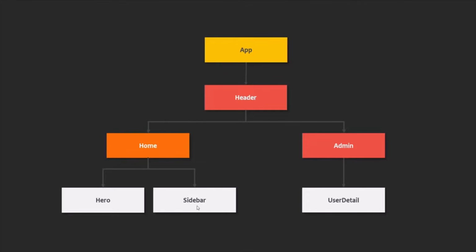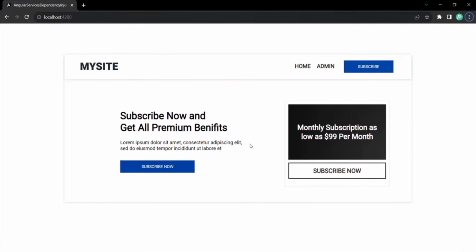So we saw that we have the subscribe button in this header component, and we also have subscribe buttons in this hero component and this sidebar component. So first, let's implement the subscription logic for the subscribe button of the header component. Let's go to VS Code.